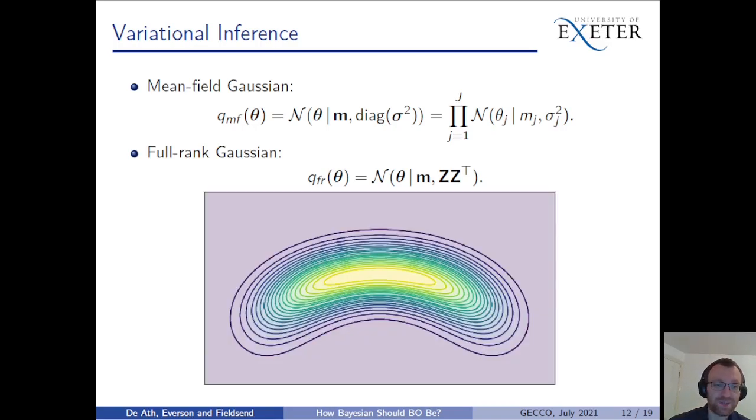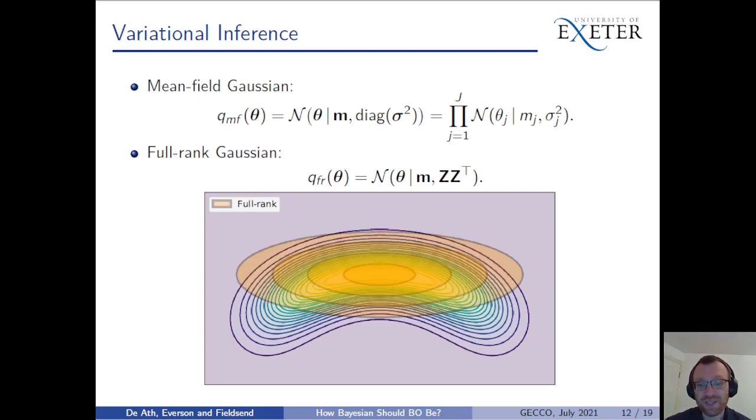Here we can see the bean-shaped distribution again, and the mean field approximation to it. It fails to capture the distribution's stretched shape. The full rank approximation, on the other hand, has enough freedom to more closely fit the elongated shape.